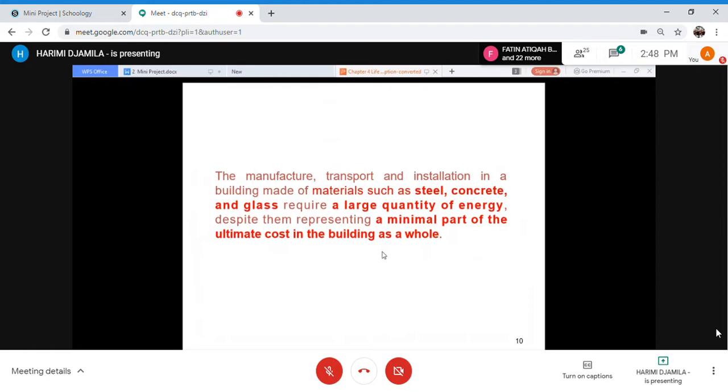So I repeat one more time. The quantity of energy consumed during operational stage is much higher compared to during the construction stage of the building. Even though during the construction stage of the building, it requires a lot of energy.